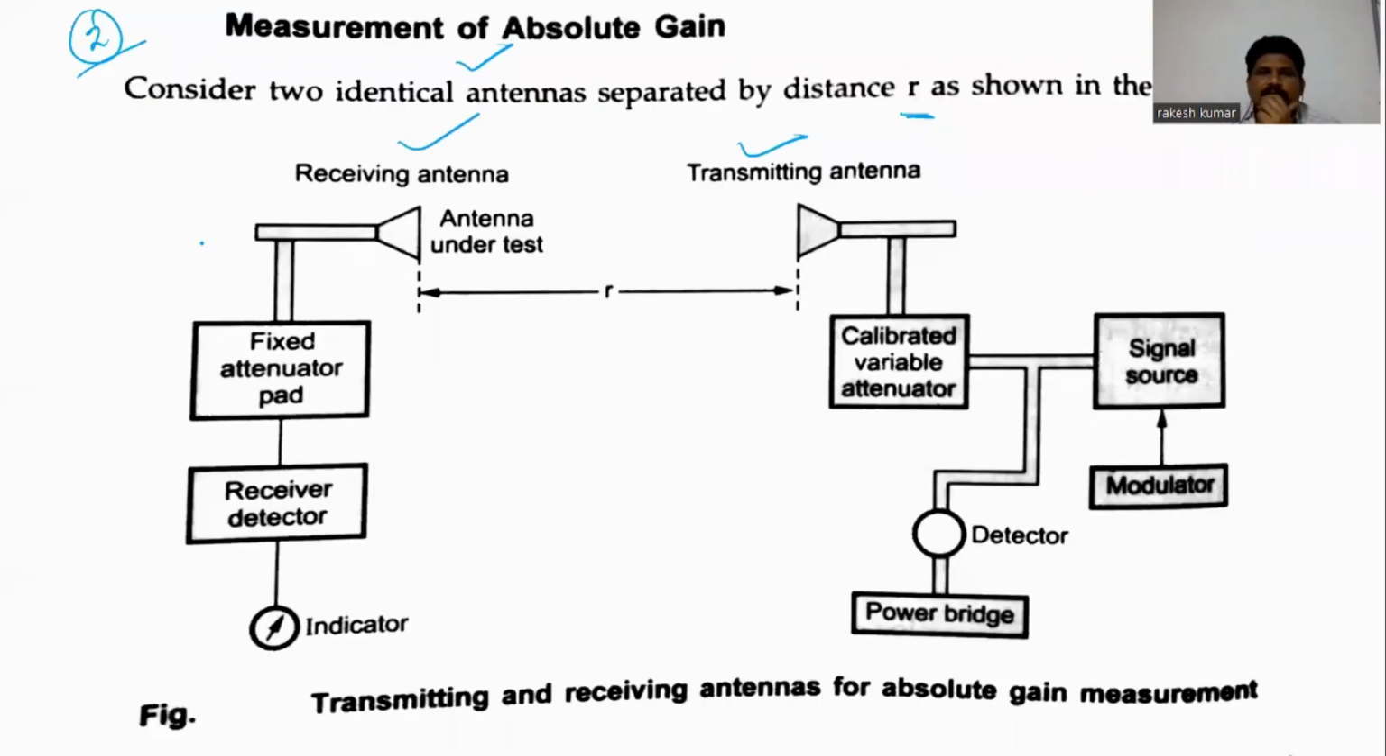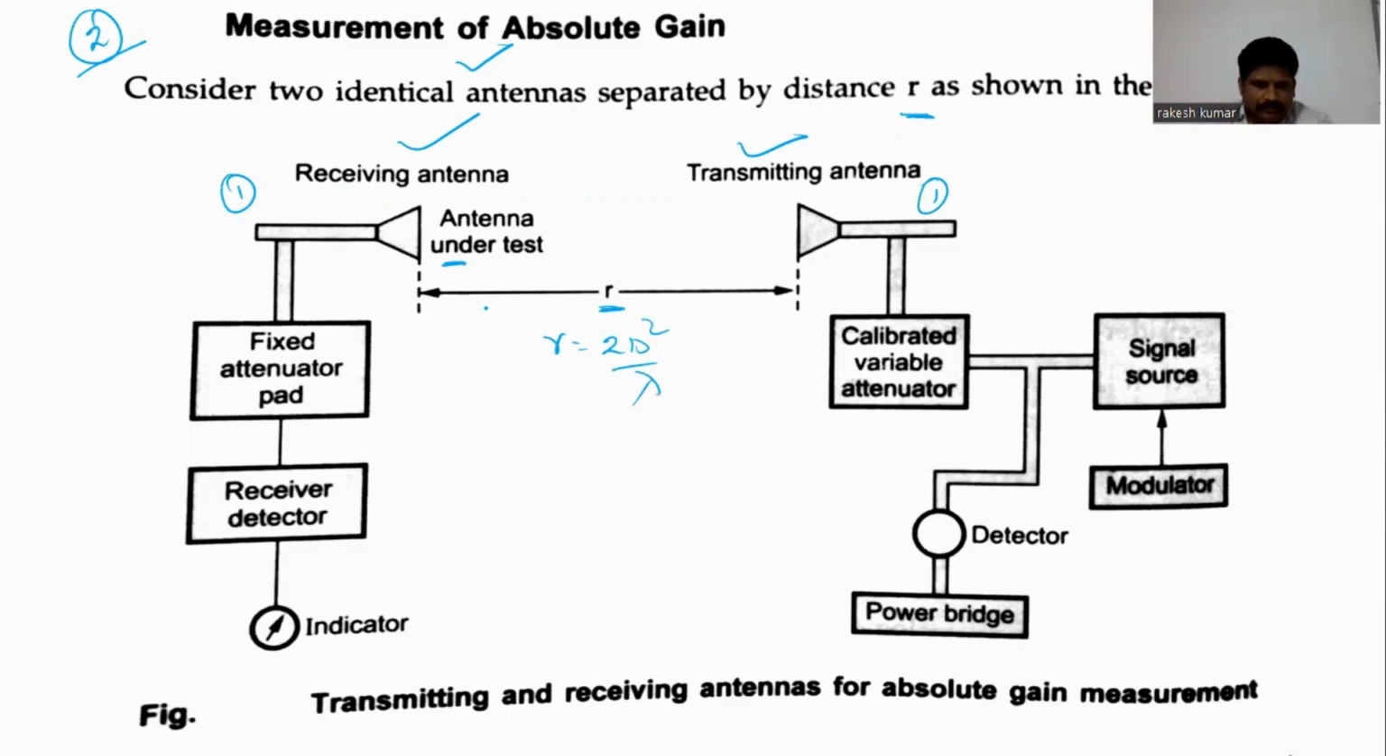Now coming to the second method, that is absolute gain. Here there is only one transmitting antenna and one receiving antenna, that is the antenna under test, and compulsorily both antennas should be separated by a distance r. What is the value for r? r is equal to 2d square by lambda.